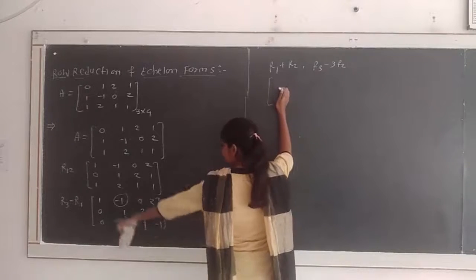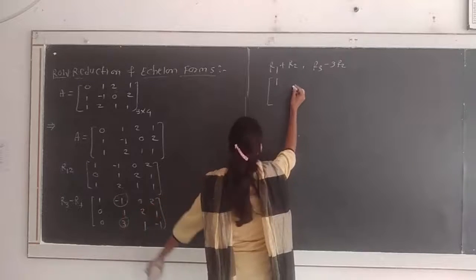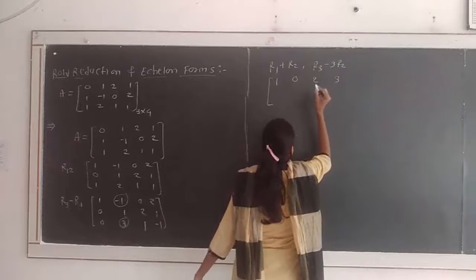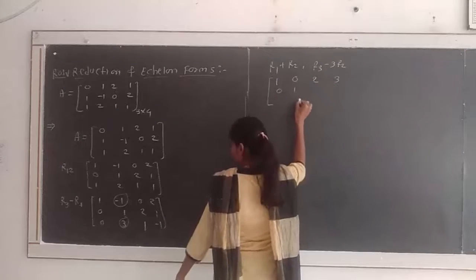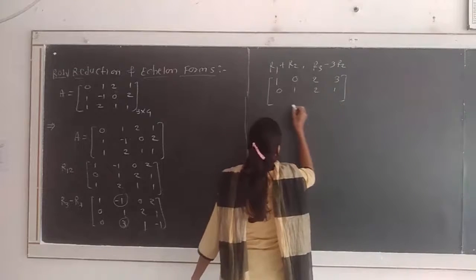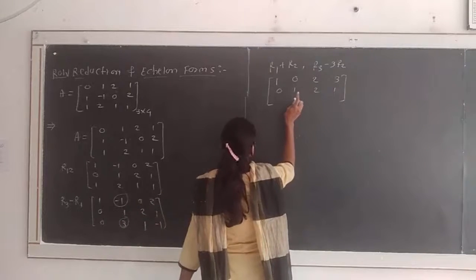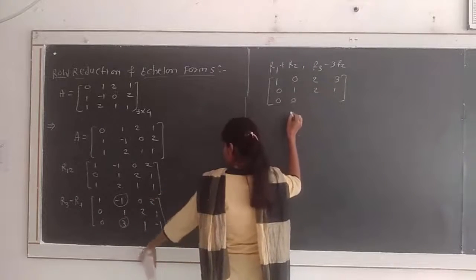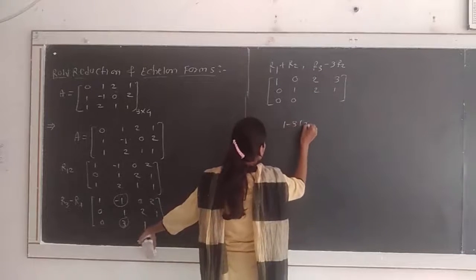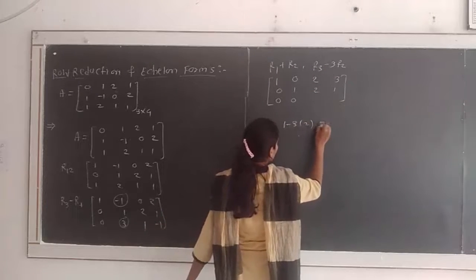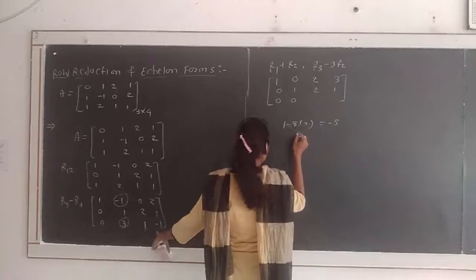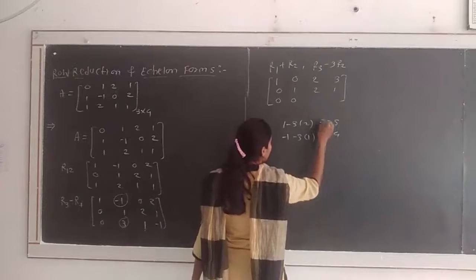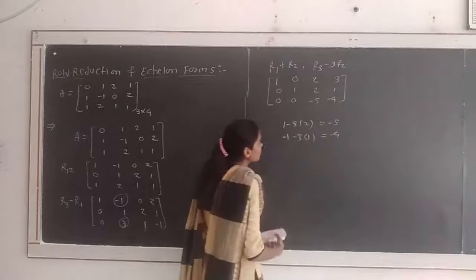Okay, so we get the new matrix. The first row changes: 1 plus 0 is 1, then minus 1 plus 1 is 0, then 0 plus 2 is 2, then 2 plus 1 we get 3. The second row is as it is, 0 1 2 1. The third row changes: 0 minus 3 into 0 is 0, then 3 minus 3 into 1 is 0, then 1 minus 3 into 2, that is 1 minus 6, we get minus 5, and the last entry minus 1 minus 3 into 1, so minus 1 minus 3 we get minus 4. So we get minus 5 and minus 4.